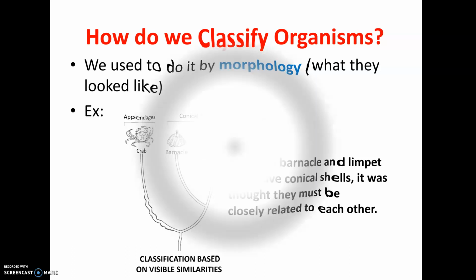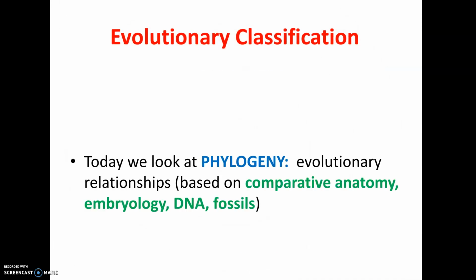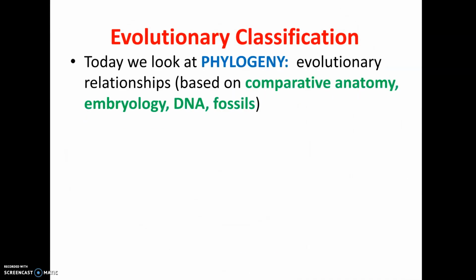But now we actually do it using evolutionary classification, or what's called phylogeny. So what we're looking at is evolutionary relationships, like what are the ancestors? Do they share a common ancestry? You know, where did this organism come from? And so we base it on the same things we use when we study evolution.